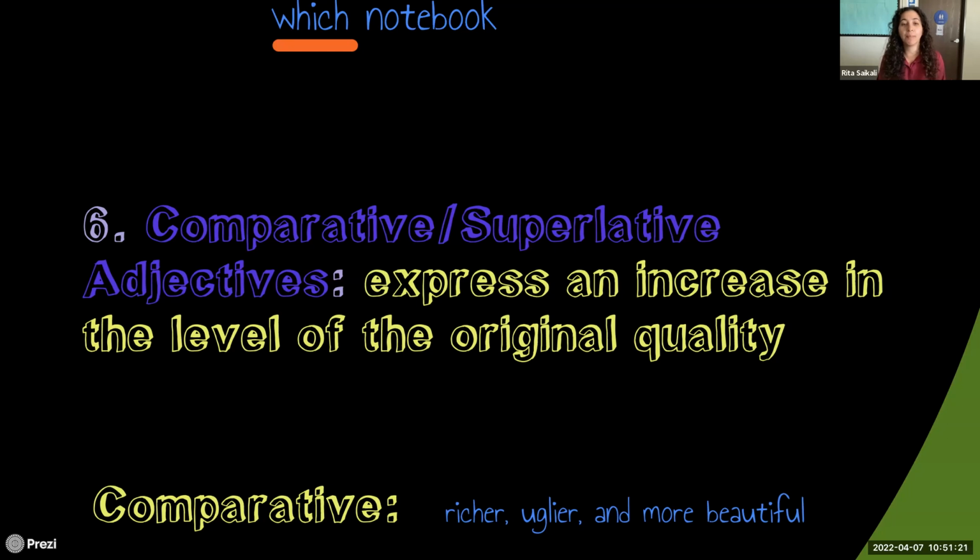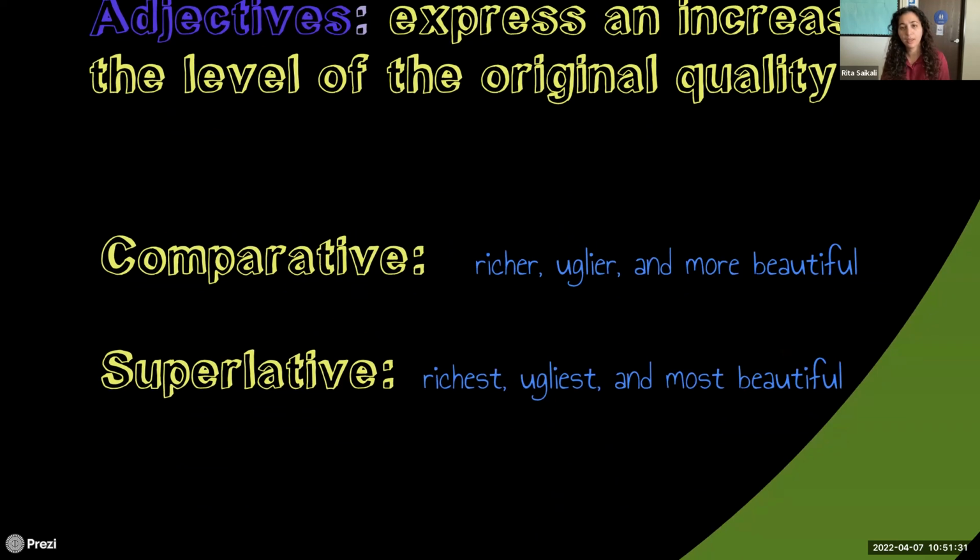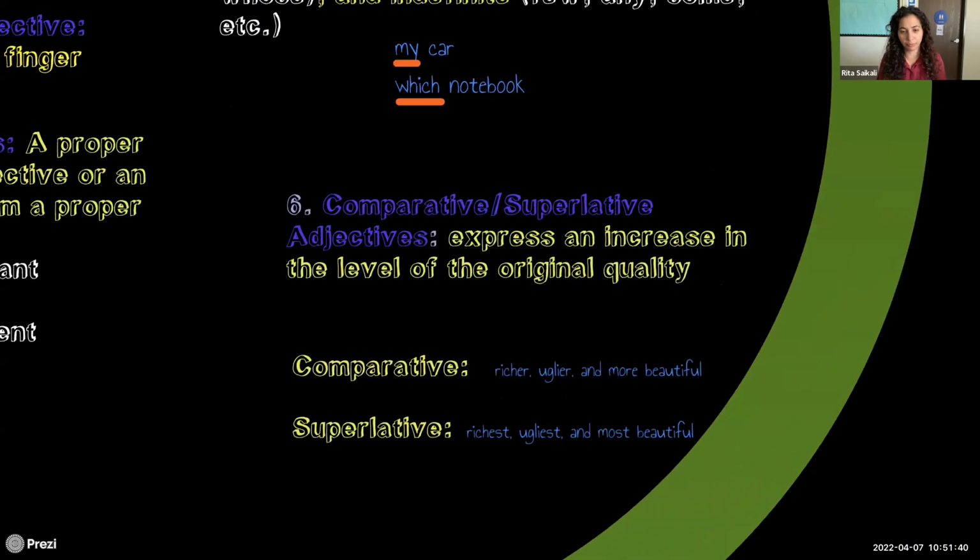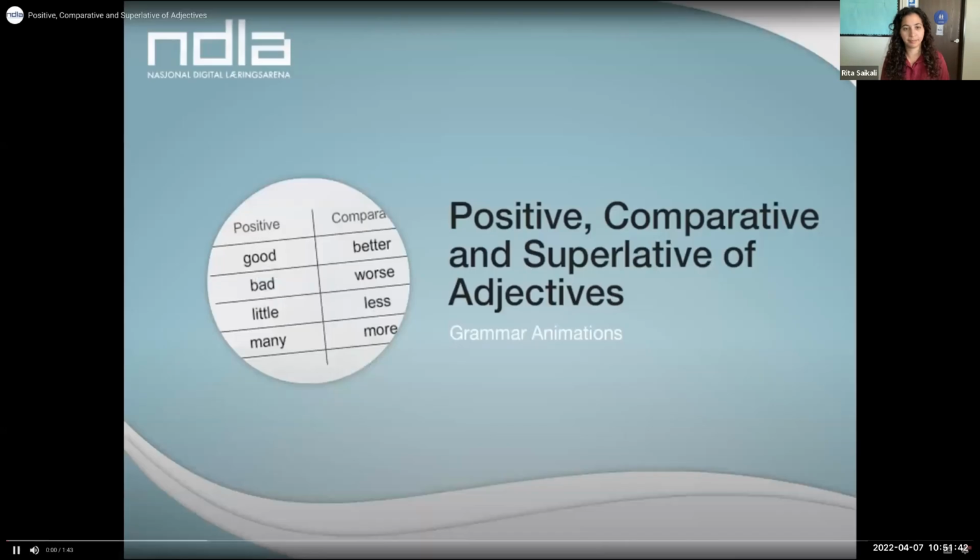Okay, so that's comparative. I know it's a lot. We will talk about these things in detail. If you're watching online, we will have videos that explain every single one of these concepts later. So comparative would be richer, uglier, more beautiful. Superlative would be richest, ugliest, and most beautiful. All right.